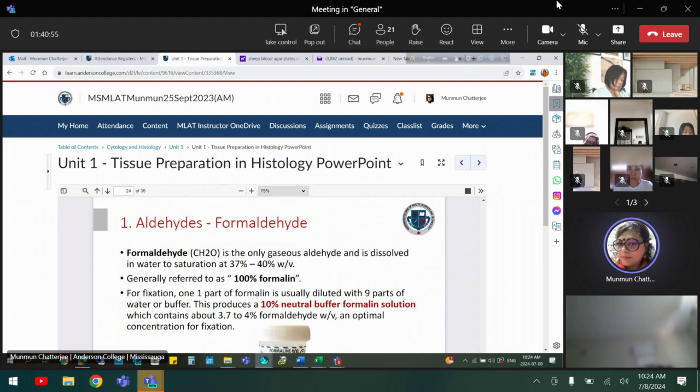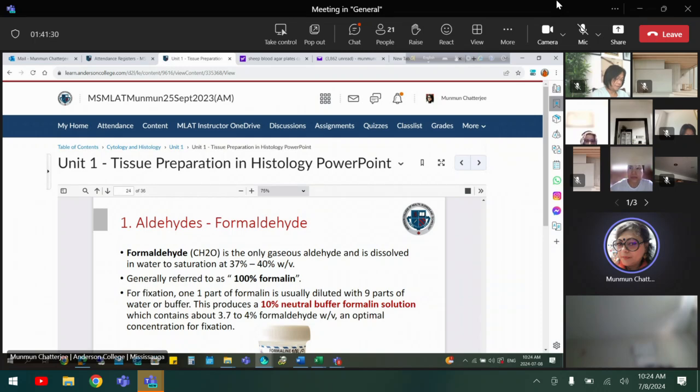So what is the dilution now? Tell me. You take one part of formalin and then you add 9 parts of water. It's 1 to 10. What is the ratio of water to formalin? One is formalin, nine is water, so 9 to 1 water to formalin. That is the working formalin.